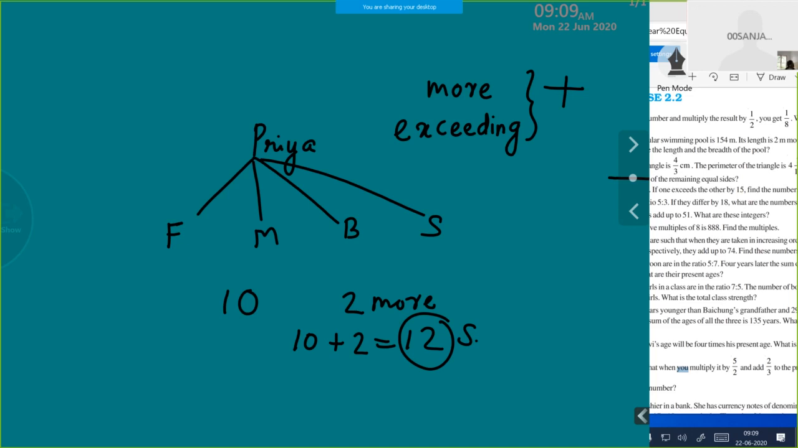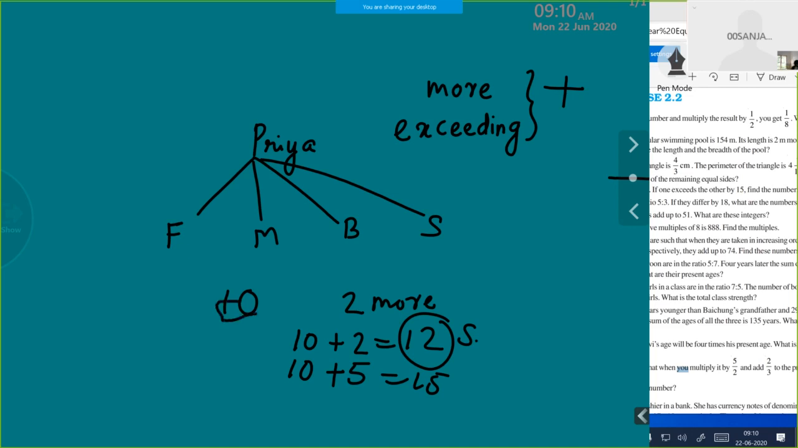Exceeding, more than. These are all given means we will change with the symbol of addition in the equation. Now coming back to Priya's family, if I say that Priya's brother has got 5 chocolates more than Priya, again, how do we write it? 5 chocolates more, so 10 plus 5. So 15. Right? So wherever you have more or the term exceeding, the number of chocolates the brother has got is exceeded by 5, which means it is to be added.